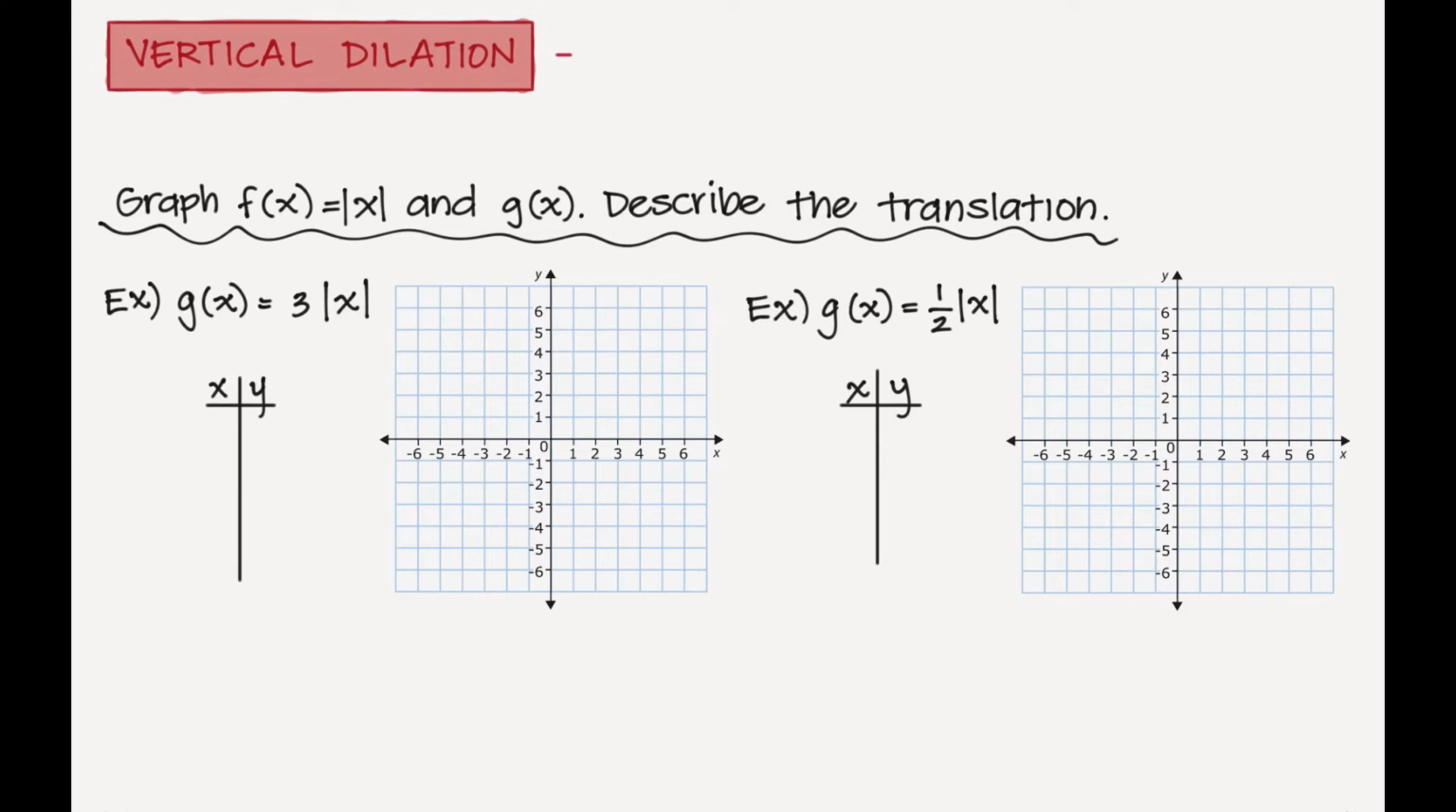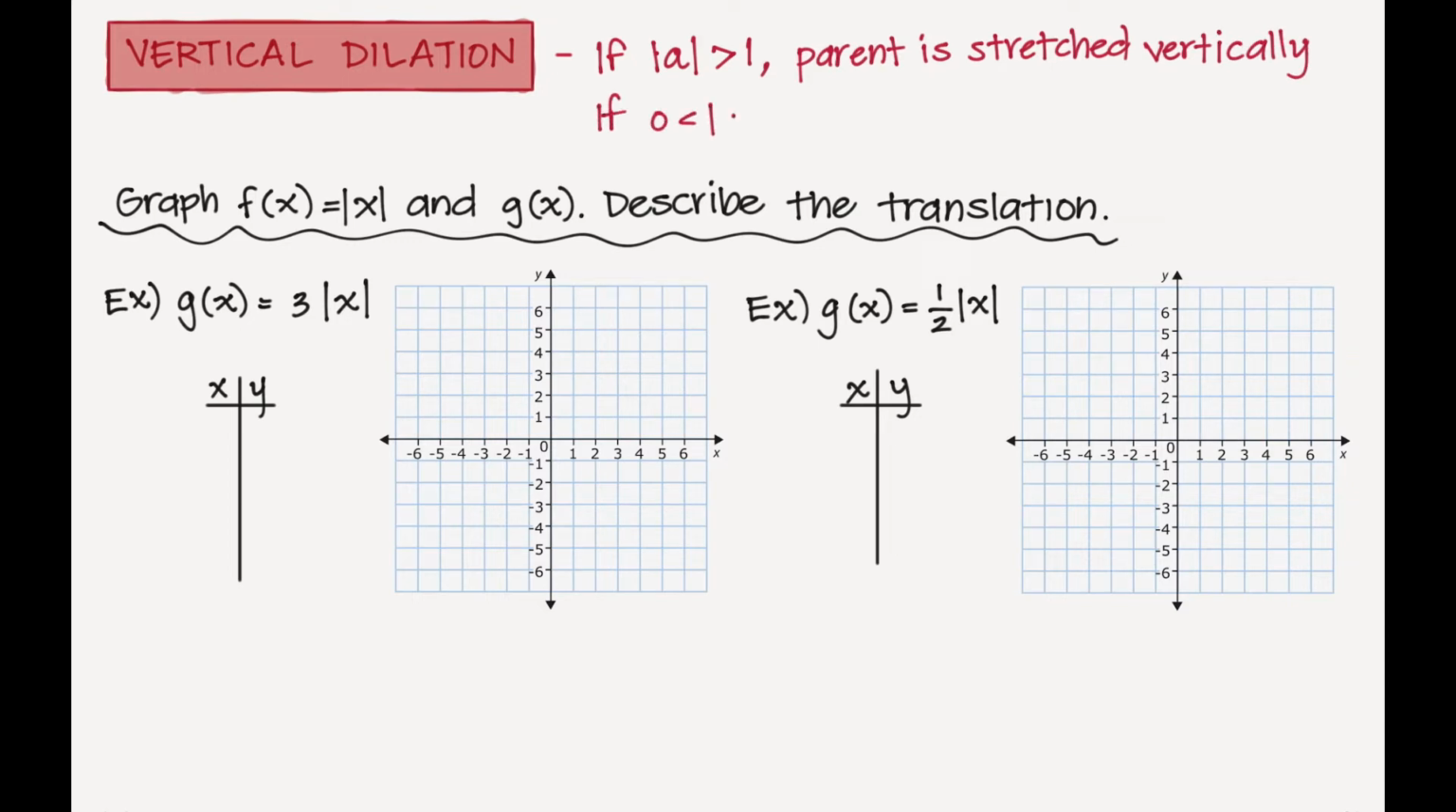So remember, we've done dilations before, and so this is either going to be stretching or it's going to be compressing the function. So for a vertical dilation, we could say that if the absolute value of a is greater than 1, so that a that we're talking about is the number that's on the outside, then the parent is stretched vertically. Okay, so it's going to be looking a lot, I guess maybe more skinnier than the parent.